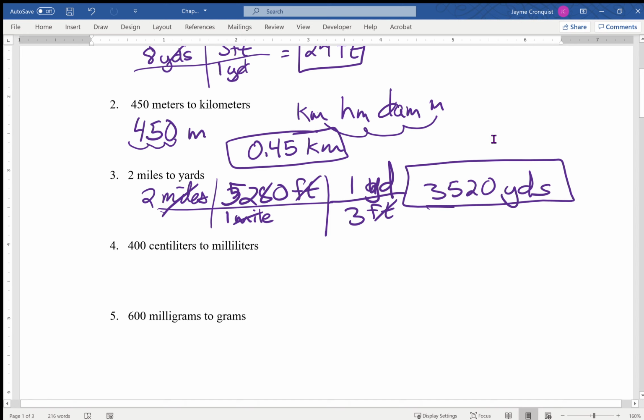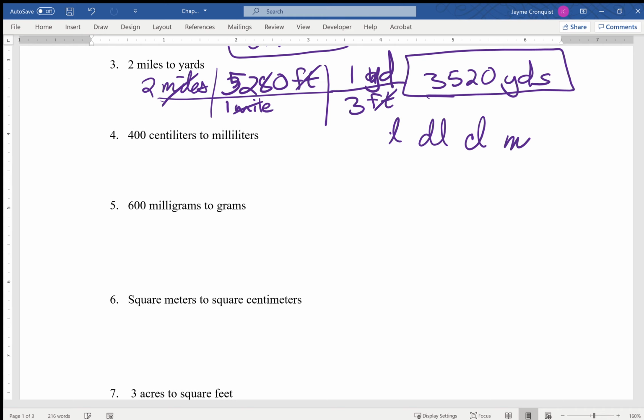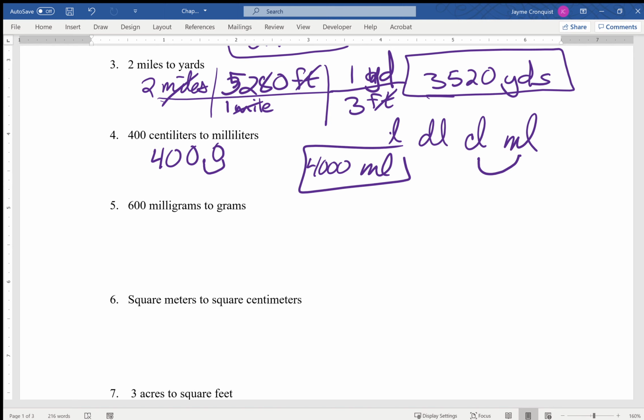All right, number 4, 400 centiliters to milliliters. Well, remember in our chart we had liters, deciliters, centiliters, and milliliters. So we're going from centiliters to milliliters, so that's only 1. So 400 centiliters is going to be 4,000 milliliters. All right.